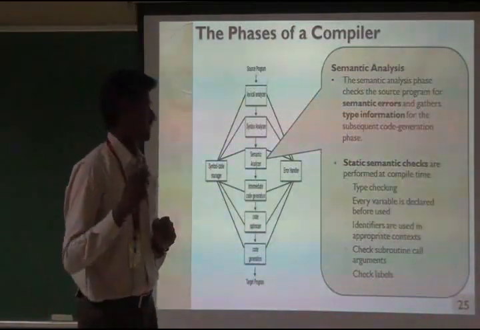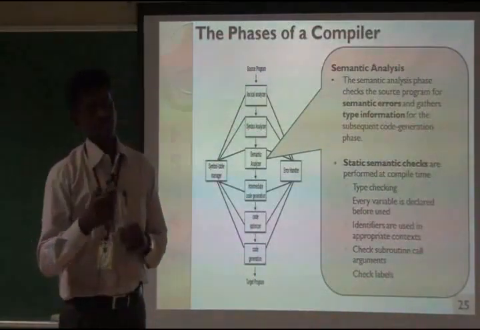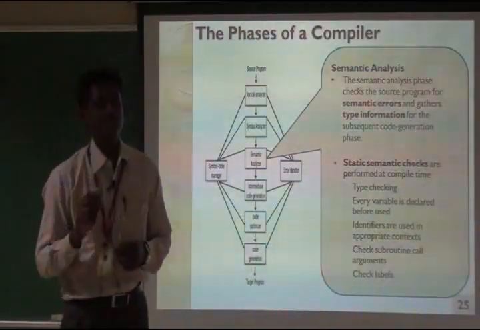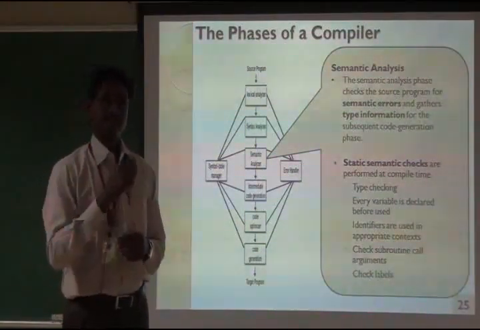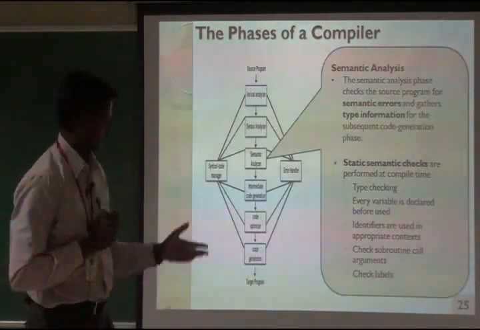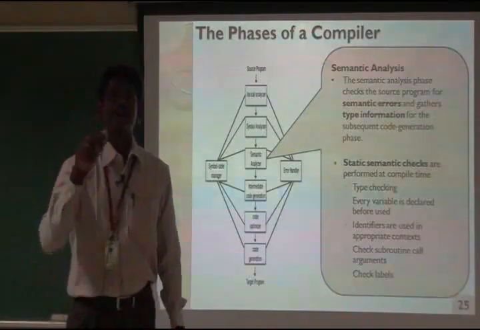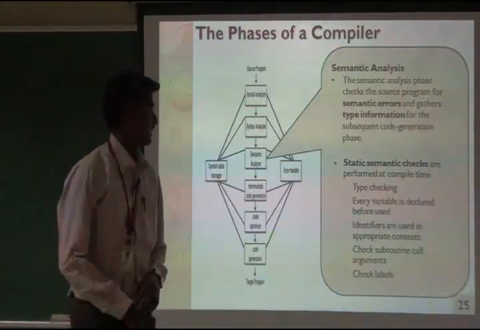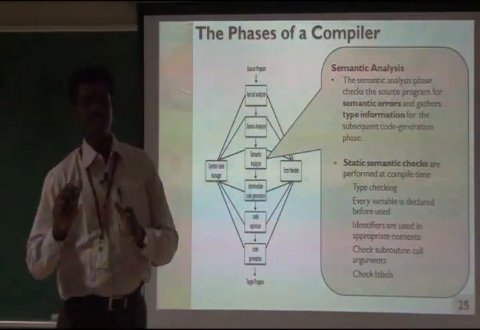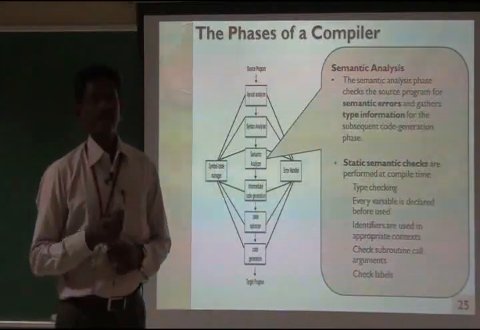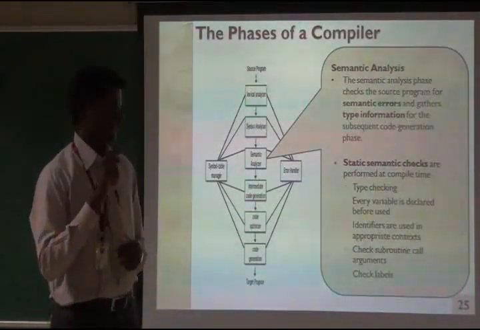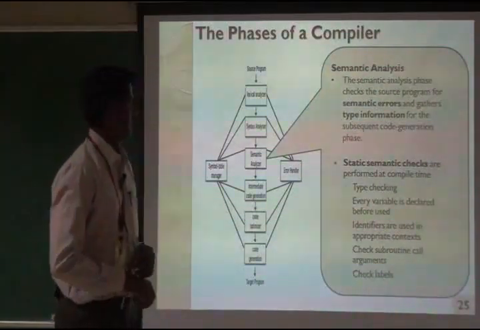Then, every variable must be declared before it is used. You know the C language rules: all variables must be declared at the top, that is, before the usage of any variable. That is checked by the semantic analyzer. If you do not declare a variable and straight away use it, then the semantic analyzer gives the error message, undefined variable. Then, identifiers must be used in appropriate context. For example, A equal to B is a valid statement. A equal to 10 is a valid statement. 10 equal to A, is it valid? No. So the variable should be used in appropriate places.